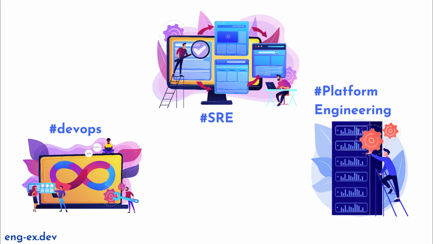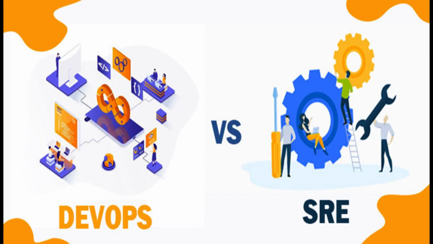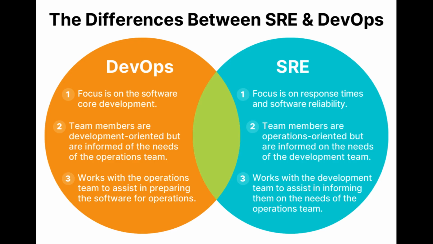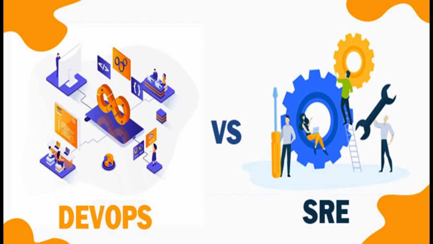Site Reliability Engineering, SRE. SRE is a specific role within an organization that originated at Google. It combines aspects of software engineering with operations to create reliable and scalable software systems. SREs focus on ensuring the reliability and availability of applications and services by applying engineering practices to operations work.